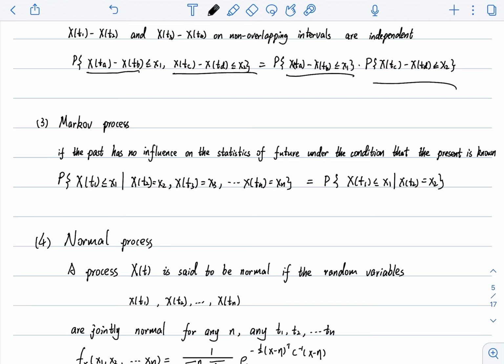Thirdly, the Markov process. The definition is that if the past has no influence on the statistics of the future under the condition that the present is known, which means that the probability of X(t1) less than or equal to x1 under the condition of X(t2) equals x2, X(t3) equals x3, is equal to the probability of X(t1) less than or equal to x1 under the condition that X(t2) equals x2, which means that the Markov process is determined by the second order.